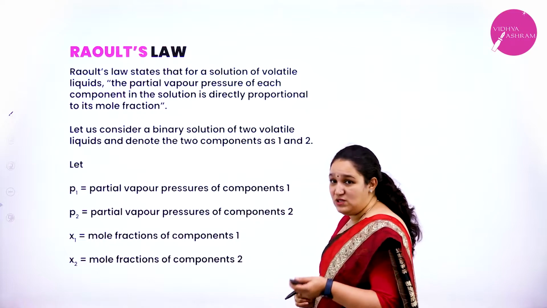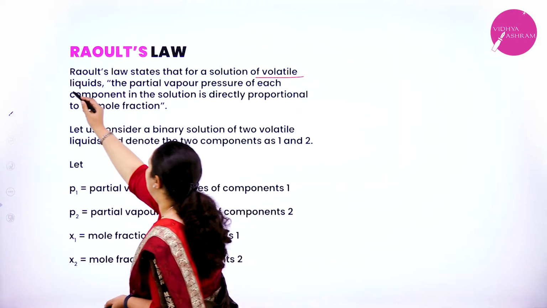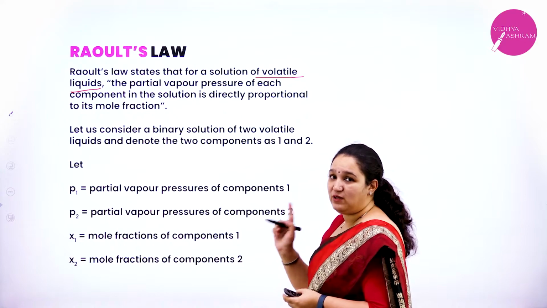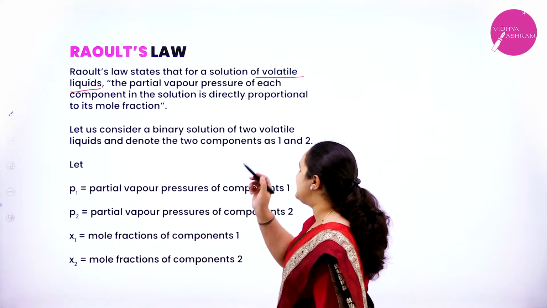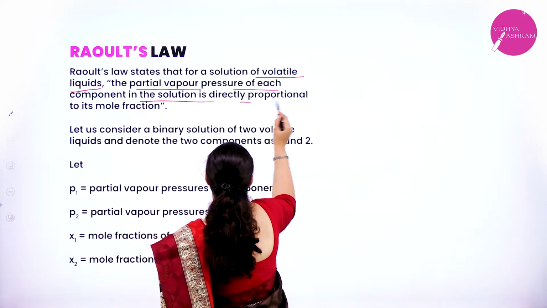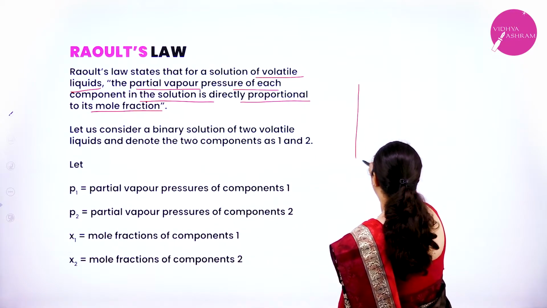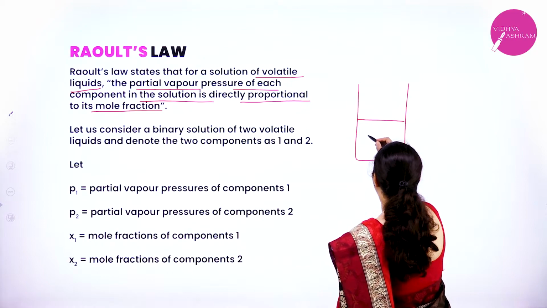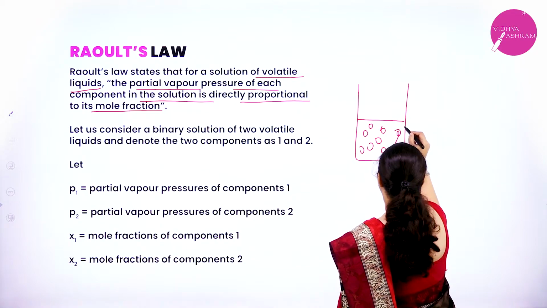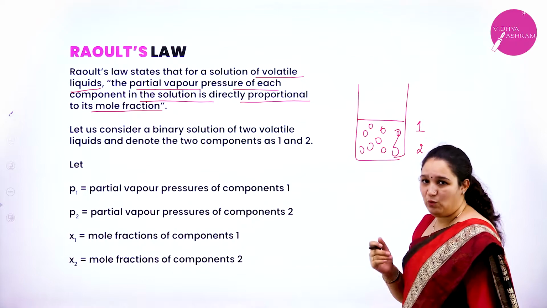So what is Raoult's law? It is specially for volatile liquids in which both the components are volatile. Only for that we are giving Raoult's law. It states that the partial vapor pressure of each component in solution is directly proportional to its mole fraction. That means if I have two components, component 1, component 2, both are volatile.